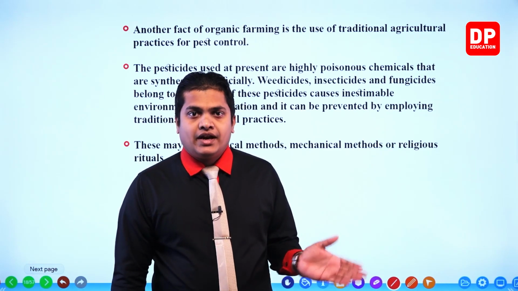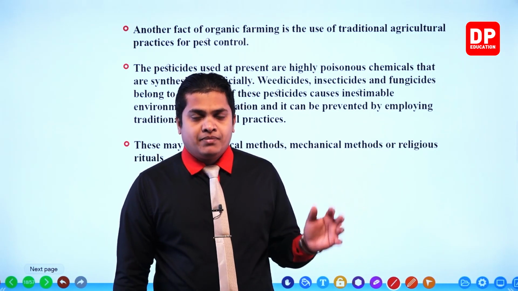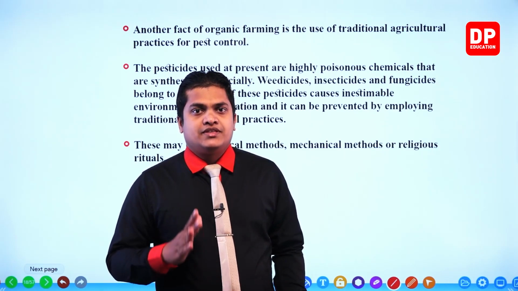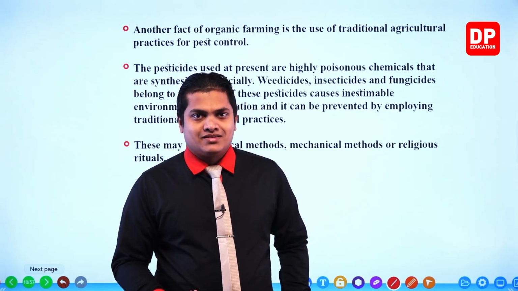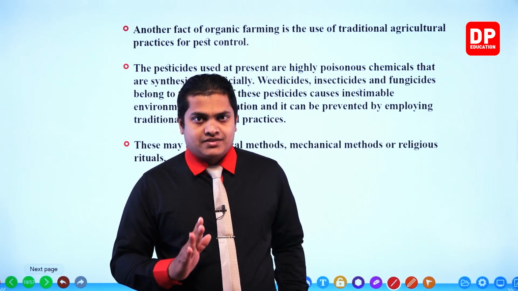However, we haven't had these kinds of chemicals in earlier times, like in ancient times. But people did their agricultural work without any trouble. It's mainly because they used traditional practices and traditional methods in controlling these pests.